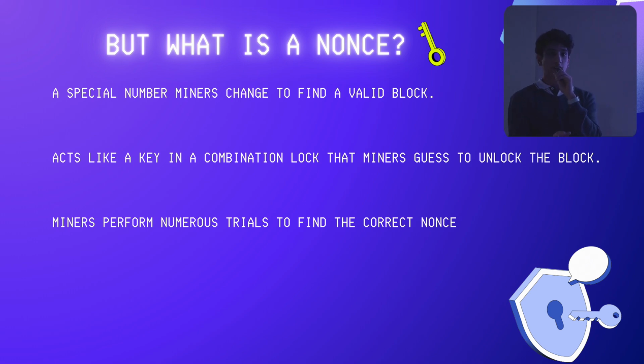So every miner has to guess this password in order to unlock the next block. It's kind of like playing a game where whoever finds the key first gets to guess the block. It acts like a key in a combination lock that miners guess to lock the block, as I said. And whichever miner finds the correct nonce first gets the block. But it's not as simple as I've explained it.